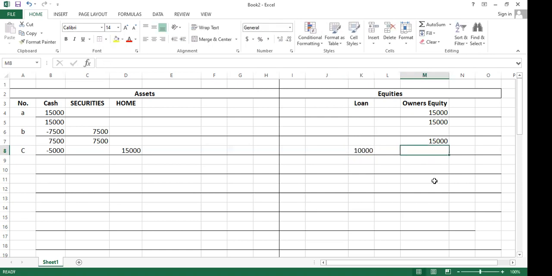Owner's equity does not change because 5,000 minus, 15,000 add home and 10,000 minus loan is not change.